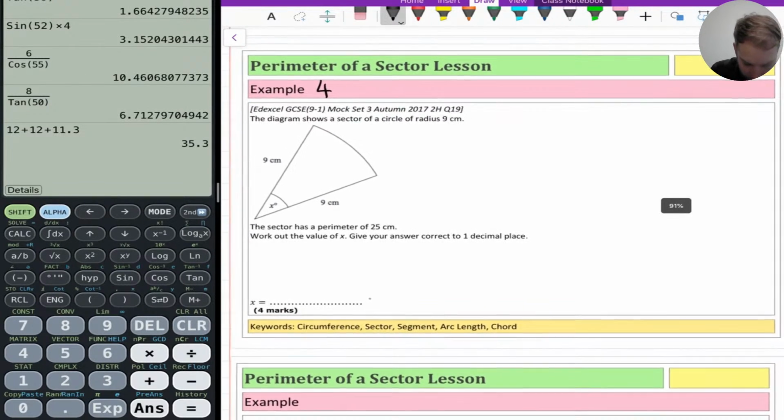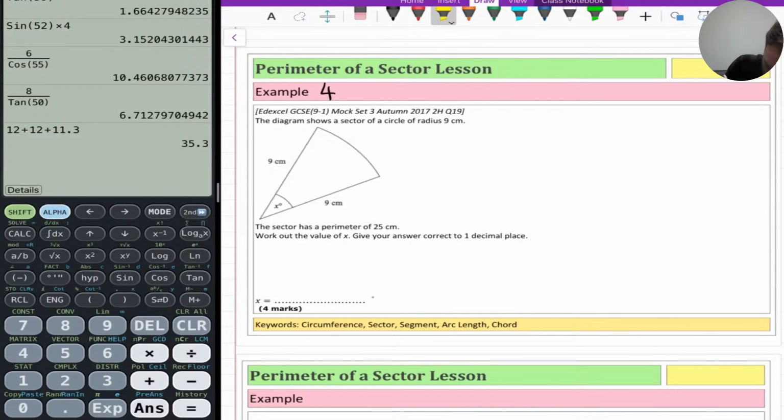So this one here is tricky, okay, because it tells you what the perimeter is. It tells you the perimeter is 25 centimeters. So what we've got to do with this one is work backwards. But we can't work backwards until we know what the arc length is, which is this part here, because that's the formula we're going to be using. We know the formula for arc length is equal to theta over 360 times by 2 pi times by r. We know that.